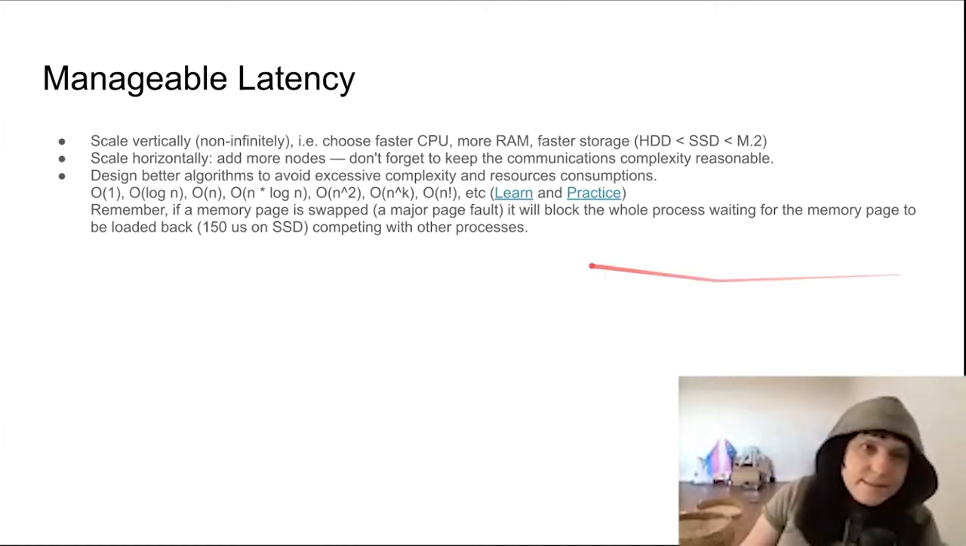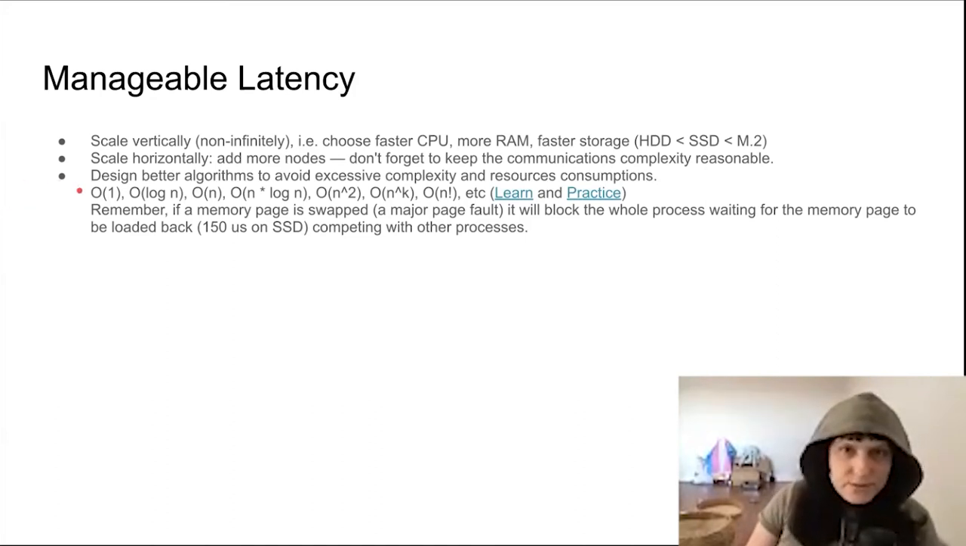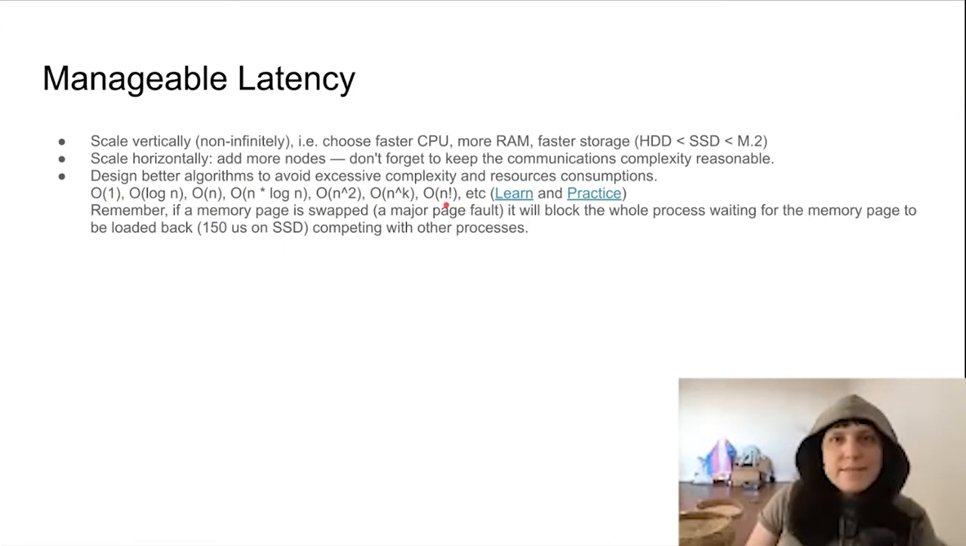These are kinds of complexity to remind. There is a constant complexity, logarithmic complexity, linear, and n log n. It's basically sorting algorithms, and square, and exponential. And this is kind of very bad complexity. And I don't know how to pronounce it. And factorial, exclamation mark, basically.